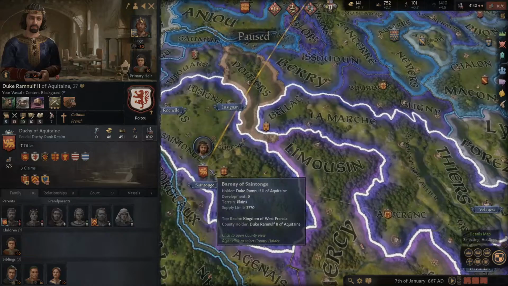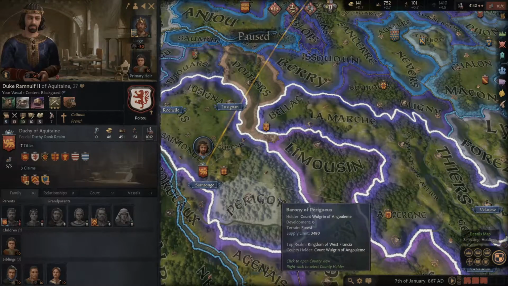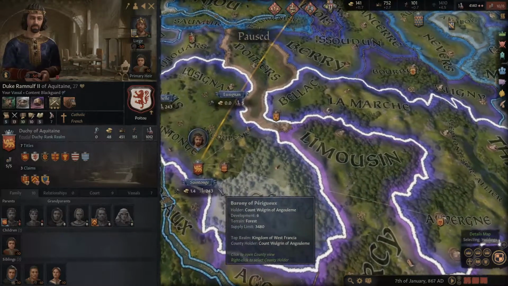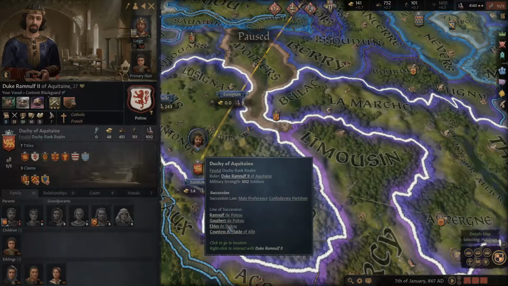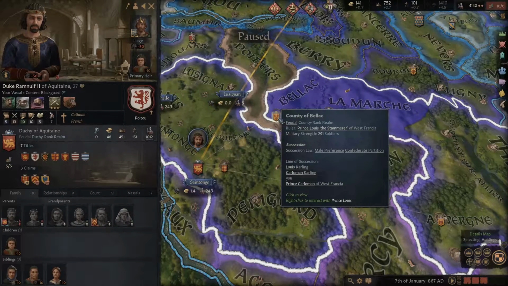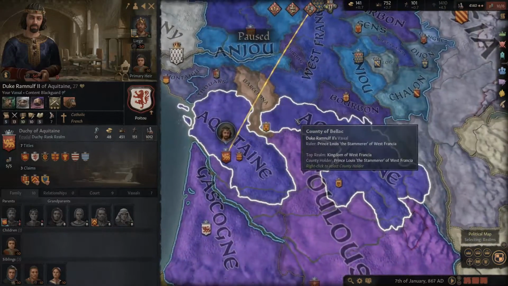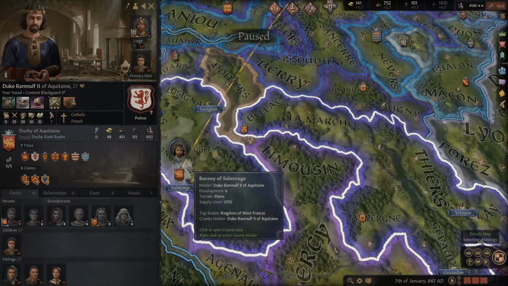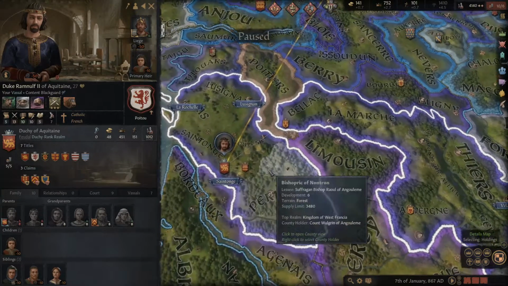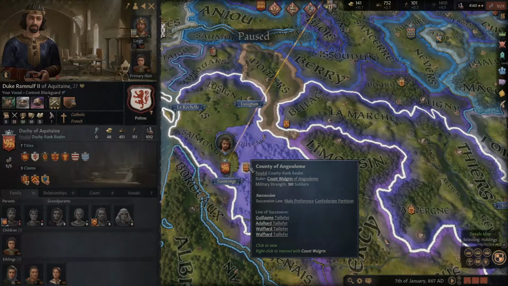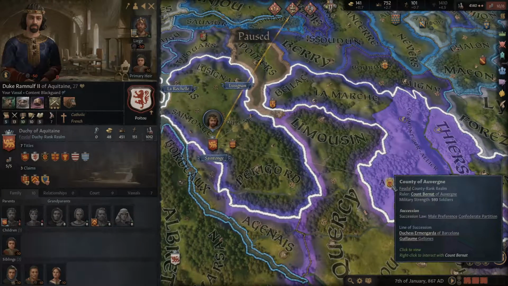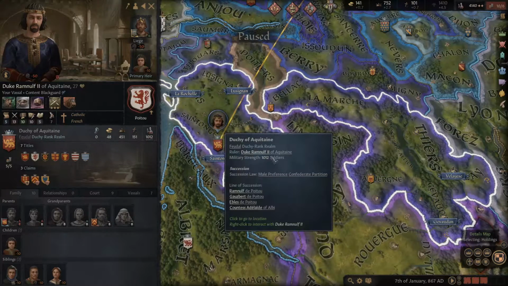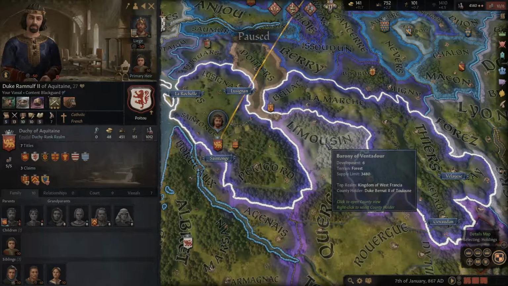If you wanted to see which people are vassal to the Duke, all you need to do is zoom in a bit and you can see the thin white lines, and these link up his vassals. So the Duke of Aquitaine has the Count of Bellac, which is this here. He is a vassal of the Duke of Aquitaine. He also has the Count of Angoulême as his vassal, and he also has the Count of Auvergne as his vassal as well. So just follow the little lines, it makes it a lot easier to find out who is vassal to who.